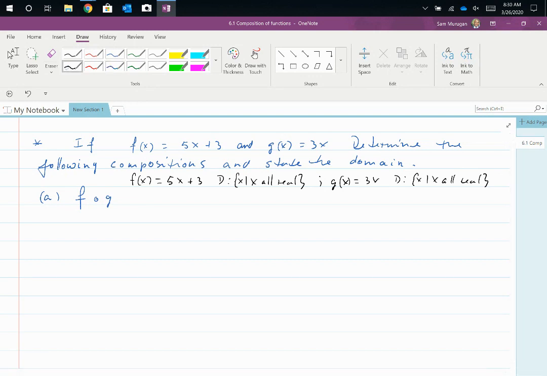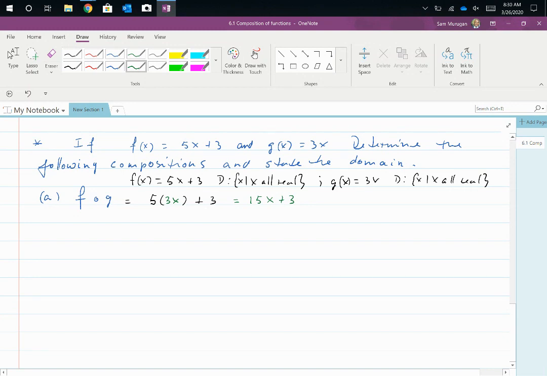So to go ahead and solve here, we're going to take the original function, which is 5x plus 3, 5, open parenthesis here, for x plus 3. And into that space, we're substituting the g function, which is 3x, to give us 15x plus 3.